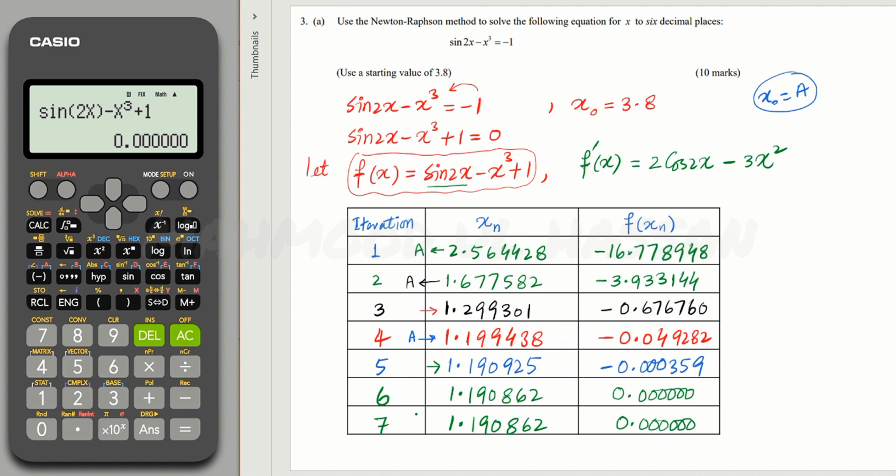You can see here up to 6 decimal places in the iteration number 6 and 7, we get the same result here. So we can say that x6 is basically our x7. That is, x7 is basically our approximate root, and that is 1.190862. So this is basically our approximate root.